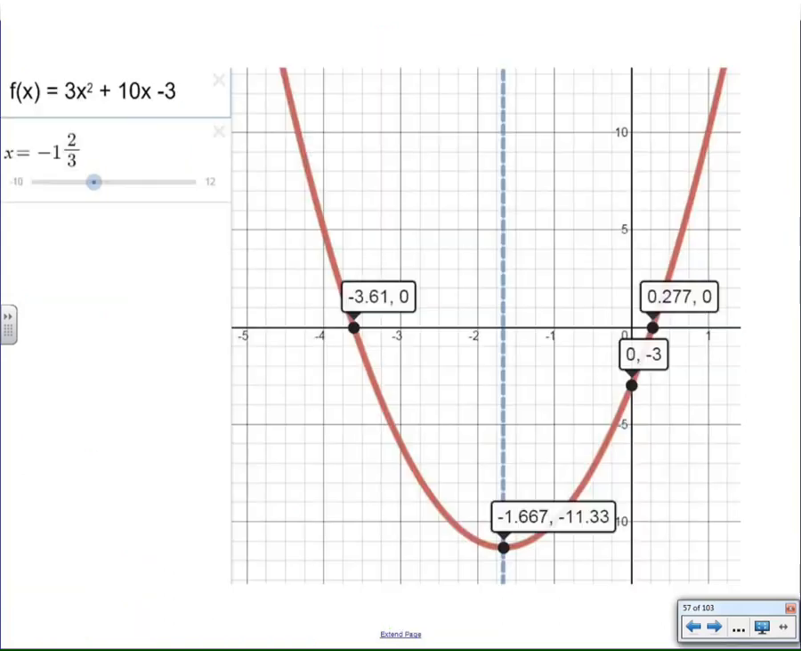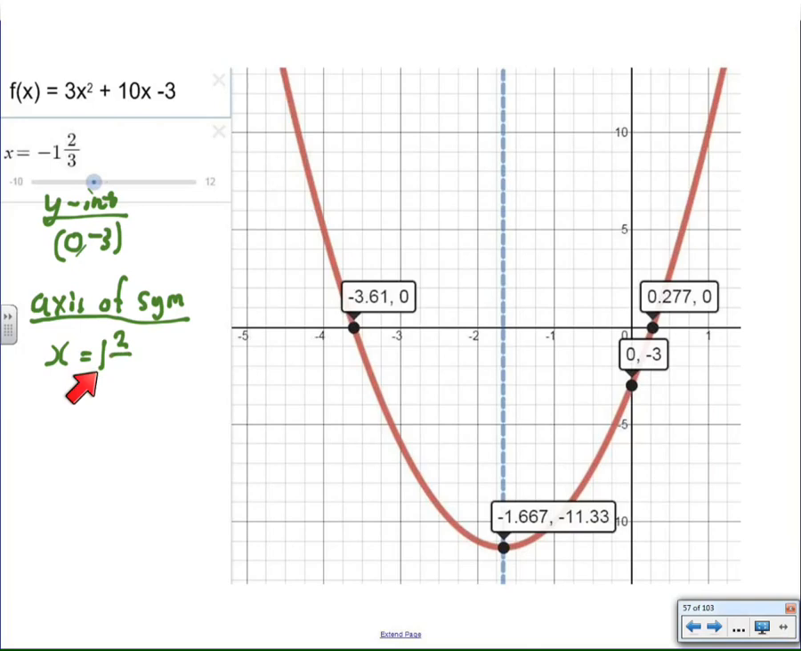Since I have access to the technology, I'm going to put the equation into Desmos, see what I get, and notice all of those different attributes that we found. The y-intercept matches. The axis of symmetry, x equals negative 1 2/3, matches, even though I wrote that down wrong. I should go fix that, huh?